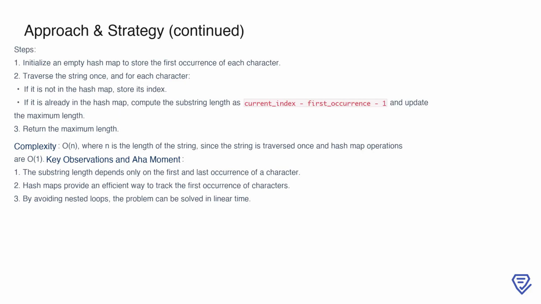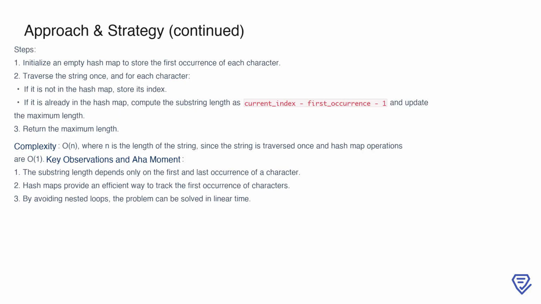If the character is already in the hash map, we compute the substring length using the formula current_index - first_occurrence - 1. At this point, we update the maximum length if the new substring is longer. By the end of the traversal, we return the maximum length found. This method is highly efficient, with a time complexity of O(n), since we only traverse the string once, and the hash map operations are performed in constant time.